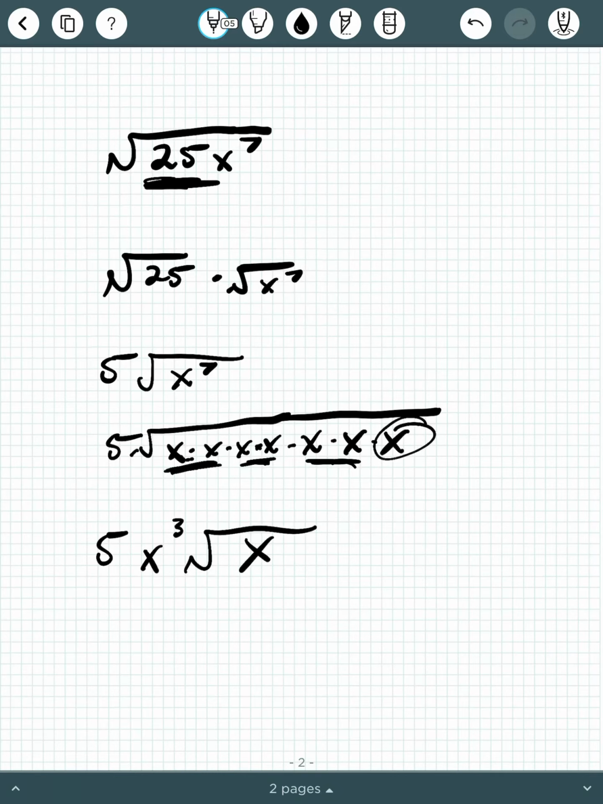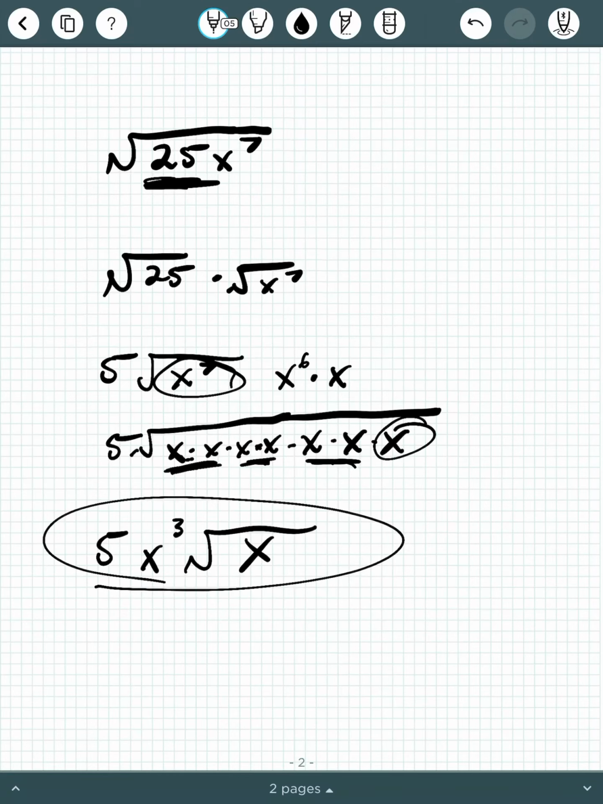That one lonely x gets left behind because it doesn't have a pair there, but essentially I just took this x to the 7th and turned it into x to the 6th times x. And because 6 is an even number, we can divide it in half, and that's its square root. So 5x cubed multiplied by the square root of x is our simplified form of the square root of 25x to the 7th. We can do that with other expressions as well.